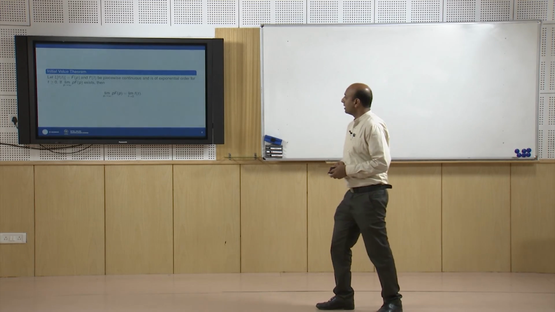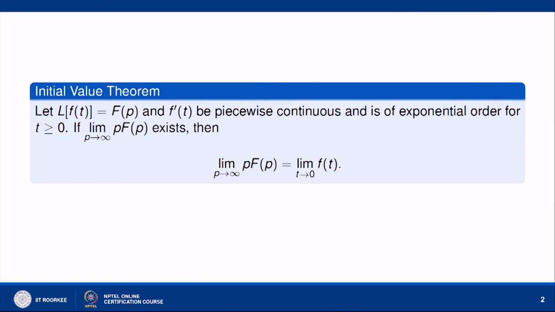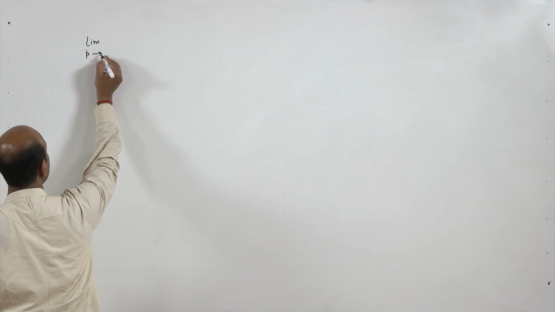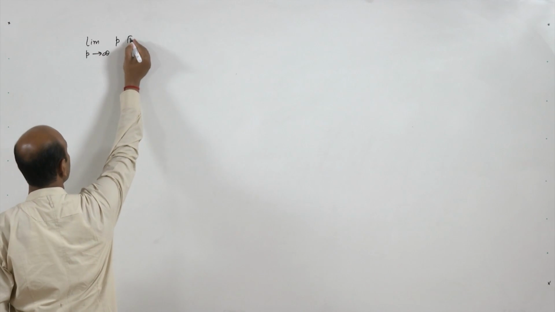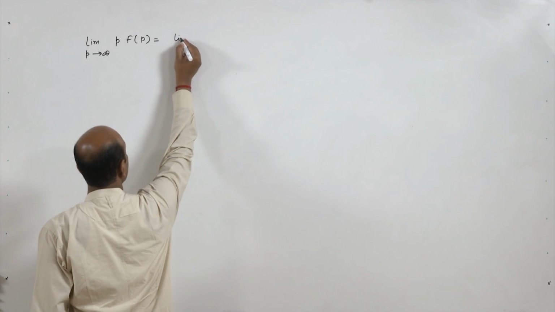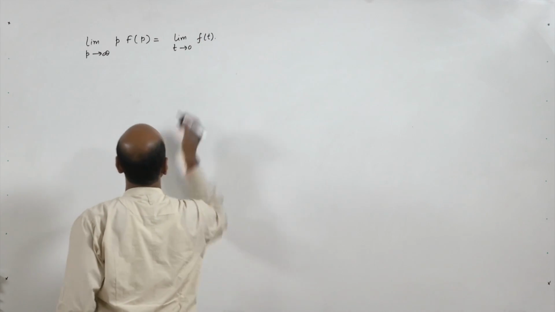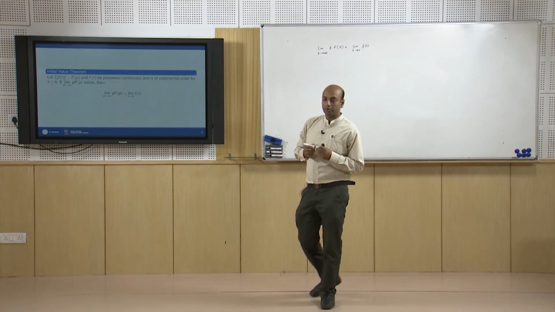Let us see. Let the Laplace transform of f(t) be F(p), and let f'(t) be piecewise continuous and of exponential order for t greater than or equal to 0. If the limit as p tends to infinity of pF(p) exists, then this theorem states that the limit as p tends to infinity of pF(p) is nothing but the limit as t tends to 0 of f(t). So, this is the initial value theorem.